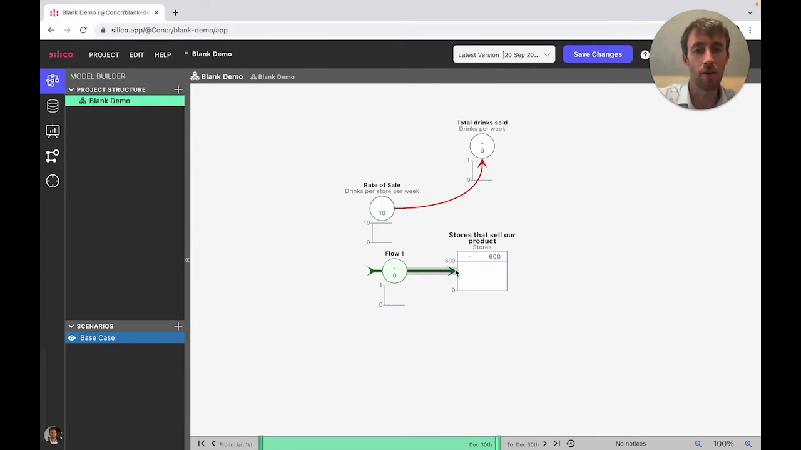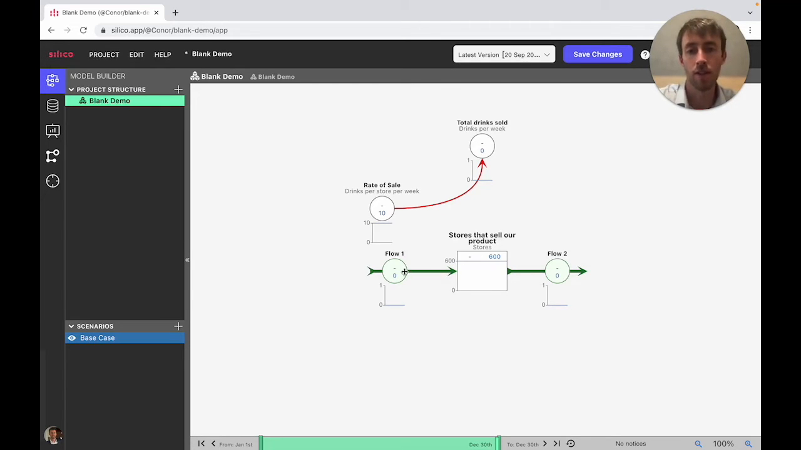The flow arrow is going in towards the stock, whereas outflows look like this, where a flow is coming out of the stock. So inflows, as the name suggests, increase the value of the stock over time. The stock will accumulate that value, whereas outflows decumulate the stock over time, so they will deplete the value of the stock.